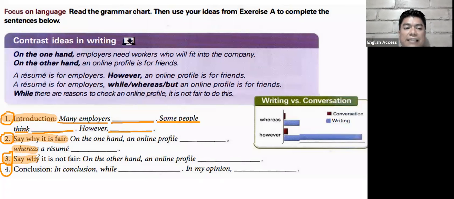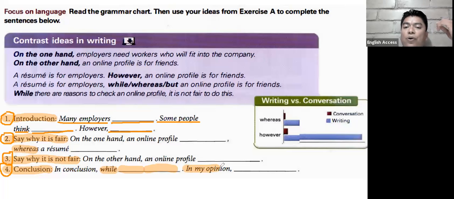And step number 3, say why it is not fair. On the other hand, an online profile, something that is not good. Okay? And conclusion. You write in conclusion, while, here you have this expression "while", you have to write 2 clauses. Clause number 1 and clause number 2. Yeah, the good one and the bad one, or the bad one and the good one, whatever you want.